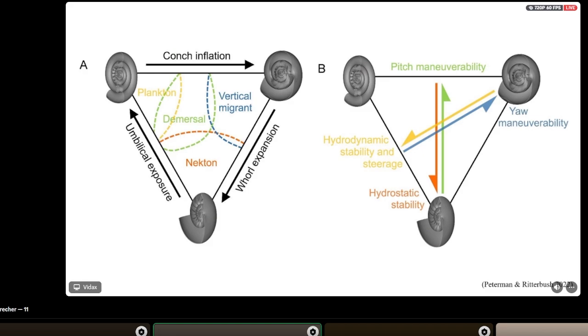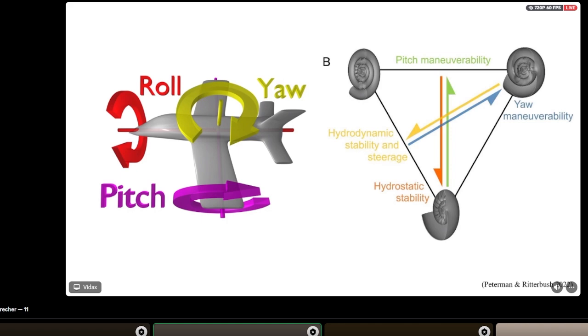actual studies with models, both physical and digital, that show that, for instance, the round ones could shift their aperture up and down. They could rotate very well 360 degrees. So they were probably very maneuverable in that sense. The ones that are open coiled were more stable side to side, but they could also shift the aperture pretty good up and down.